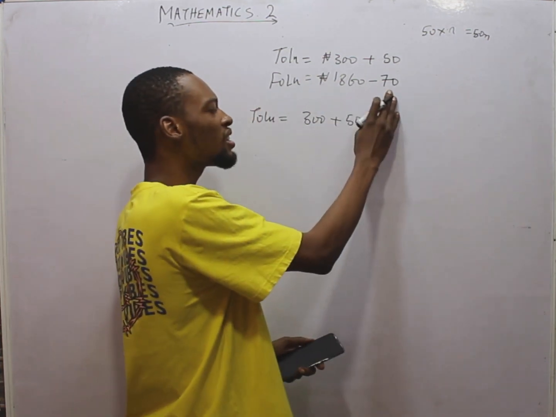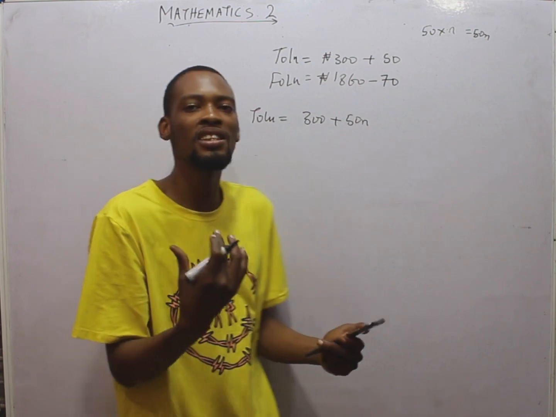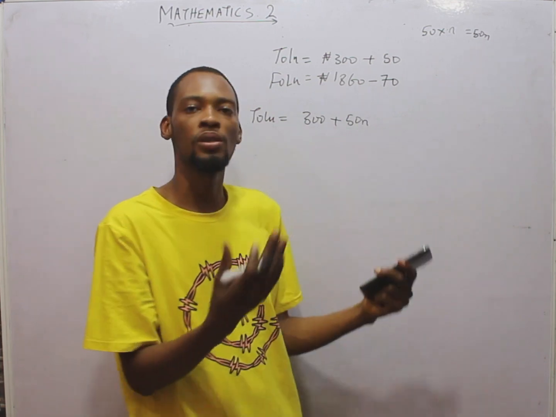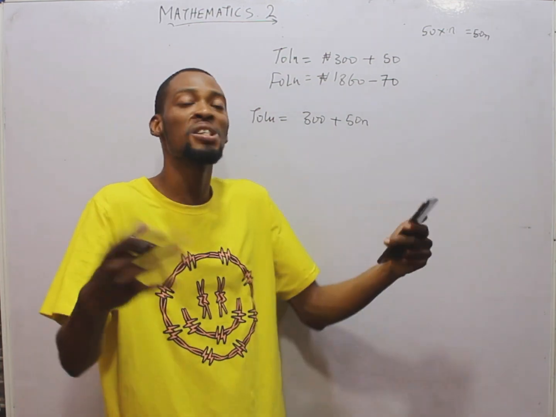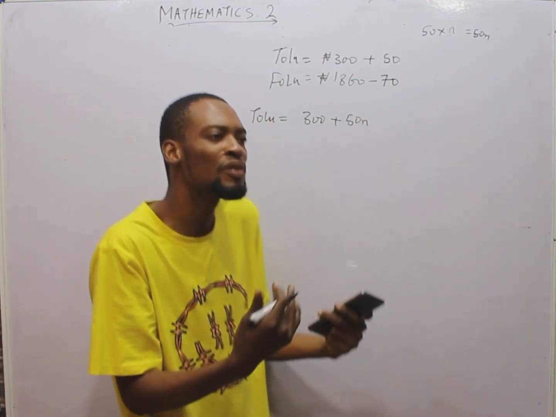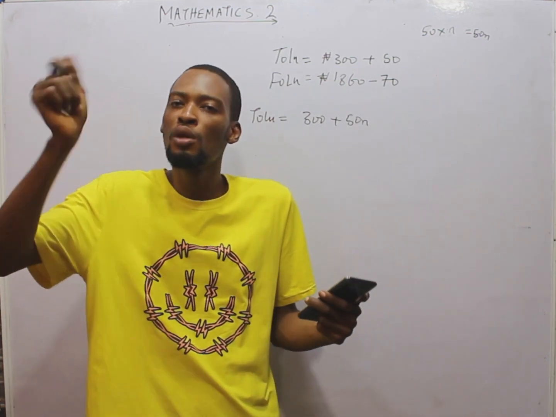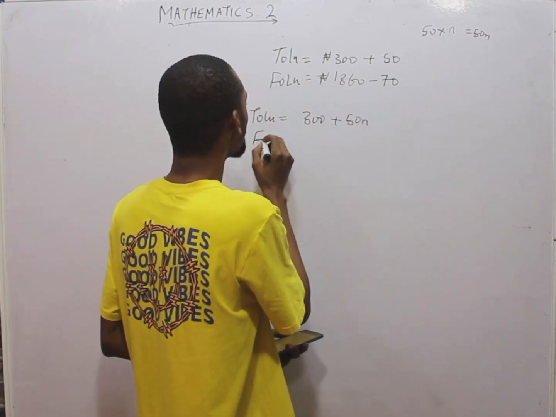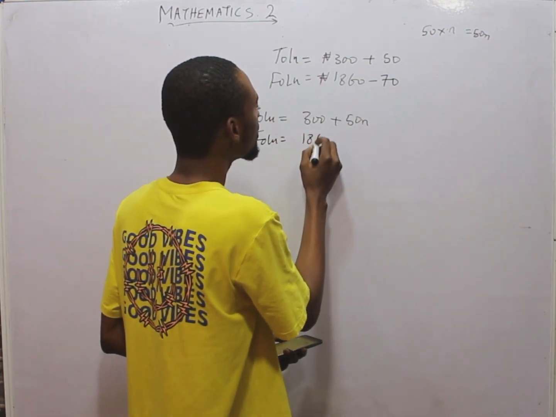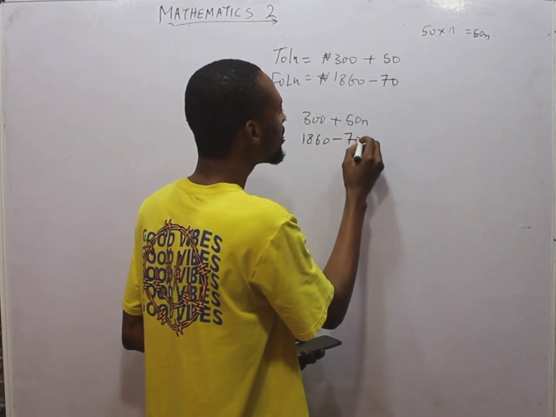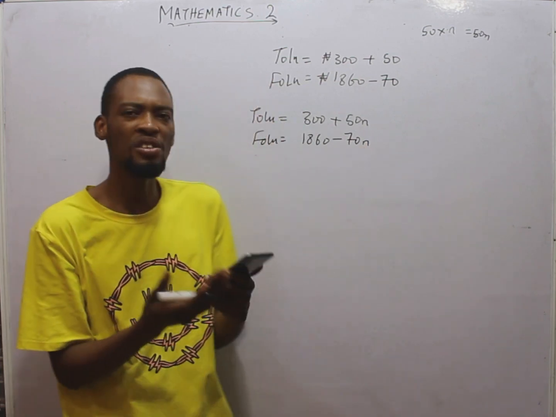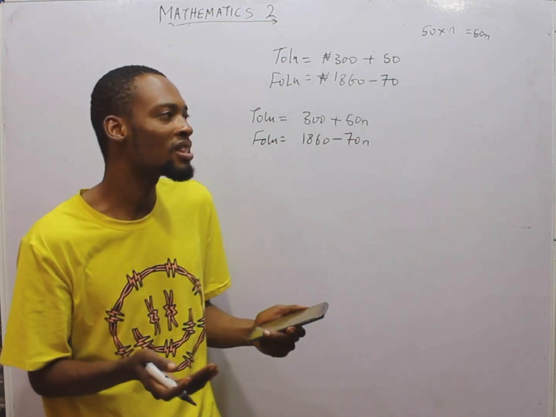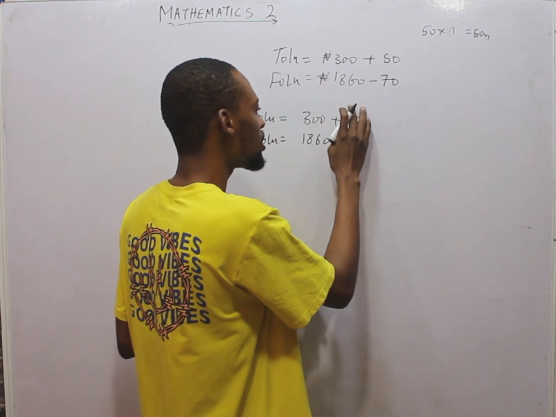And if this guy spends 70 naira daily, in 1 day, he will spend 70. In 2 days, he will spend 70 times 2. In 3 days, 70 times 3. In a particular day, which you don't know, he will simply spend 70 times n. And n is simply the number of days. So Folu will simply be 1860 minus 70n. What is this question requesting? After how many days will they have equal amounts? Which means after how many days will this be equal to this?